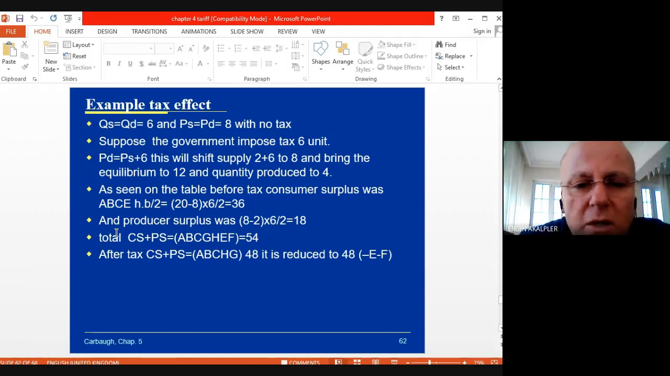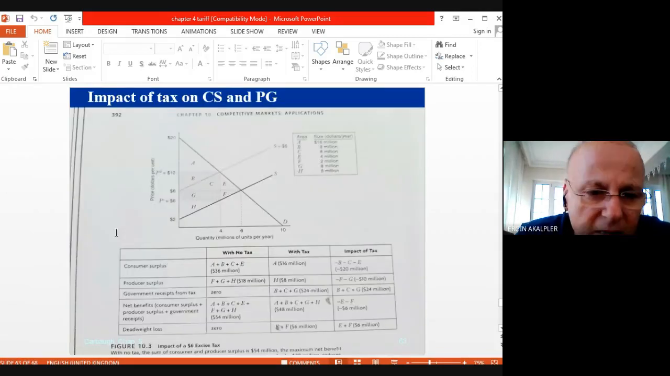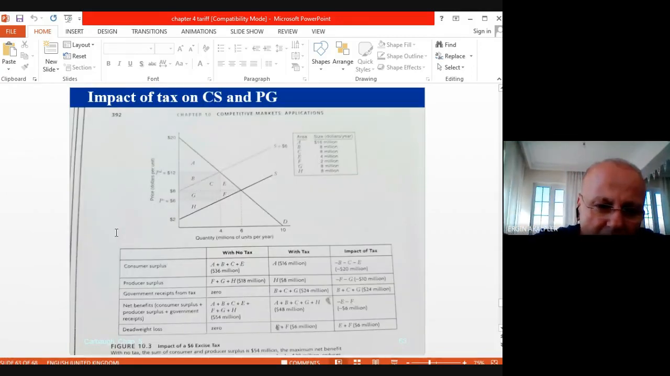And suppose the government imposed 6 units of tax, PD is equal to PS plus 6, because 6 units of tax is applied to the supply curve. Therefore, the supply curve is going to be increased 6 units. I mean, the price will be increased by 6 units, or either you are going to subtract it from the equation. This will shift supply 2 plus 6 to 8, as it is indicated here in the graphic, which is not very clear. You see from 2 to 8, it is increasing the supply.